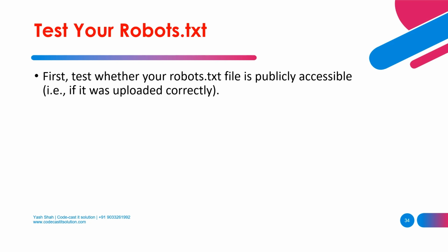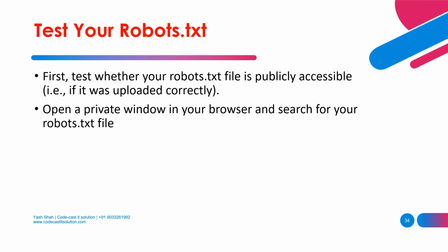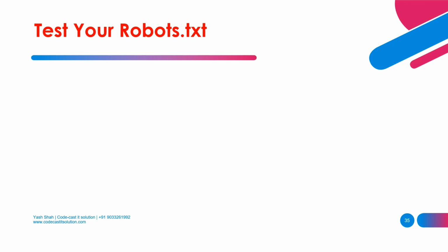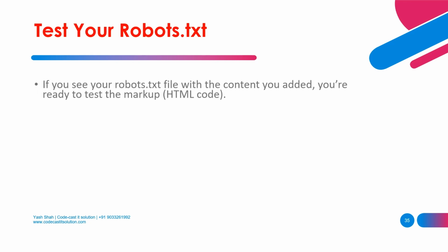First, test whether your robots.txt file is publicly accessible, i.e., if it was uploaded correctly. Open a private window in your browser and search for your robots.txt file. For example, https://xyz.com/robots.txt. If you see your robots.txt file with the content you added, you're ready to test the markup.